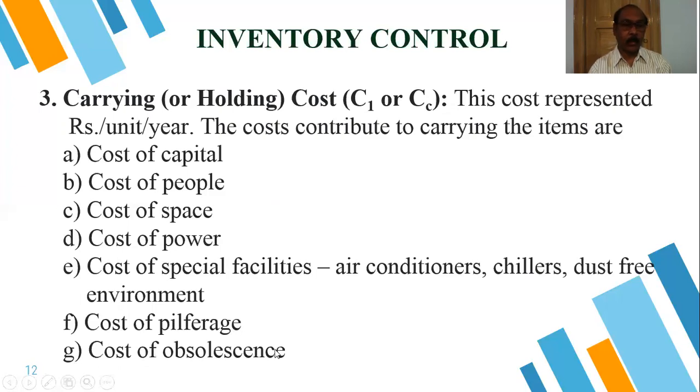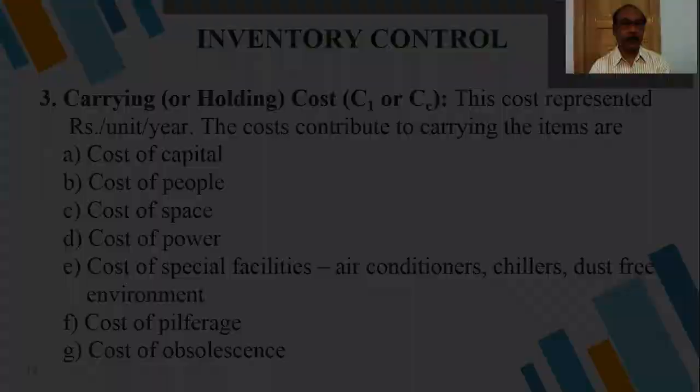And cost of obsolescence. Obsolescence means some items may not be used right now because they are not required; that type of item is no longer produced by the company. So for that portion of obsolete items, we consider a percentage. During the calculation of this, we consider the percentage of the product cost.